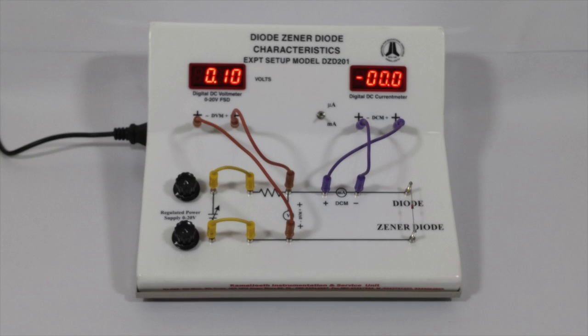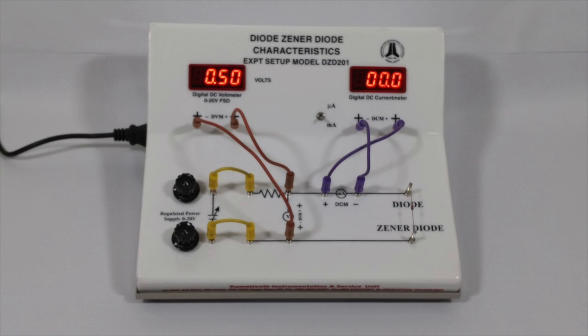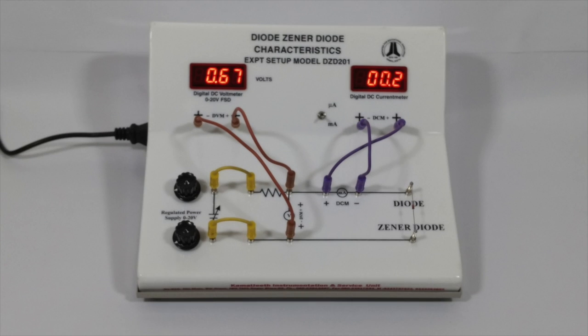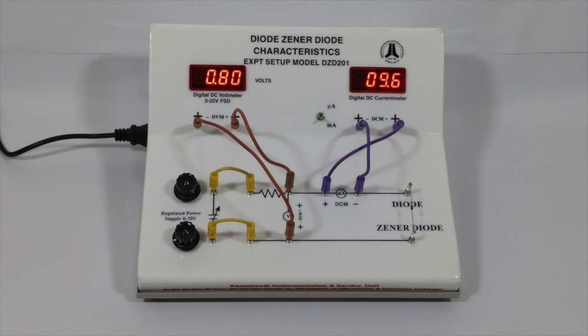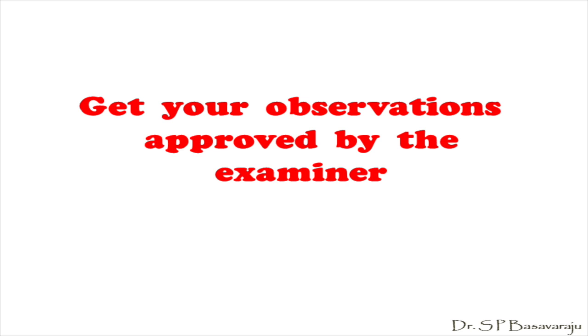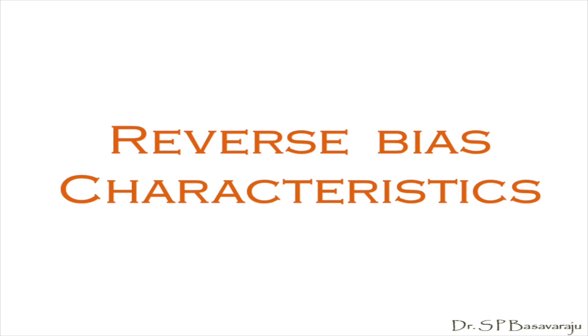Now vary the voltage in steps of 0.1 volt from 0 volt. Up to 0.3 volts there won't be any current. Afterwards it starts rising. Note down V and I values. Stop at around 0.8 volts. After noting down a couple of readings, get them approved by the examiner. That's about forward characteristics.